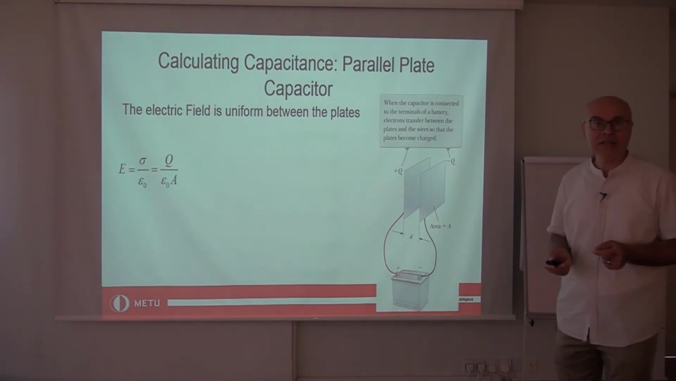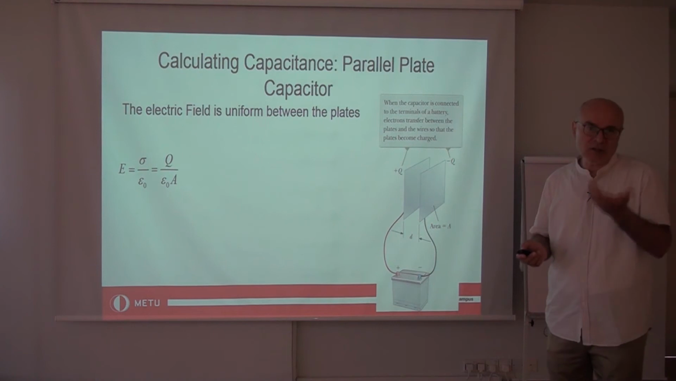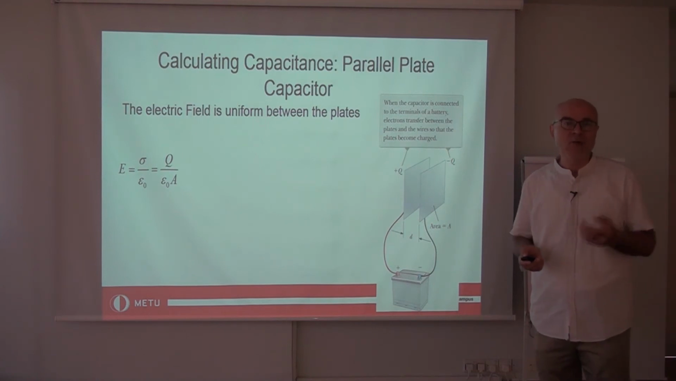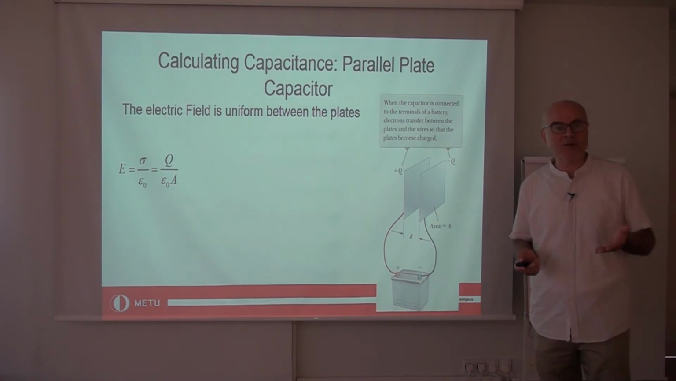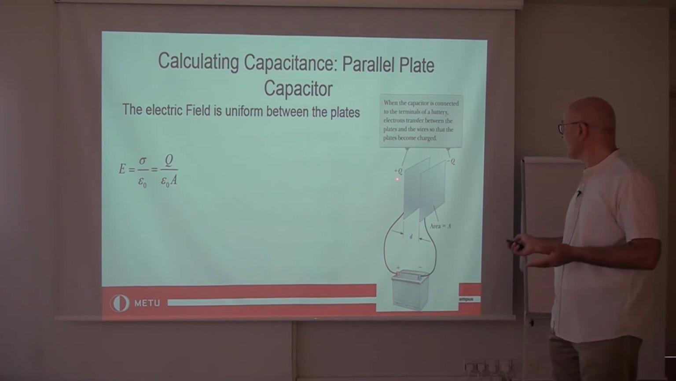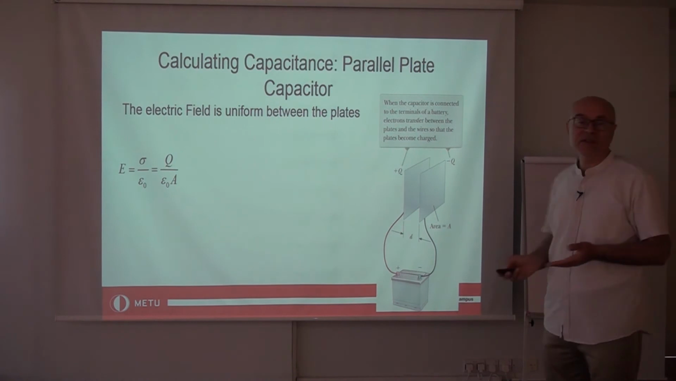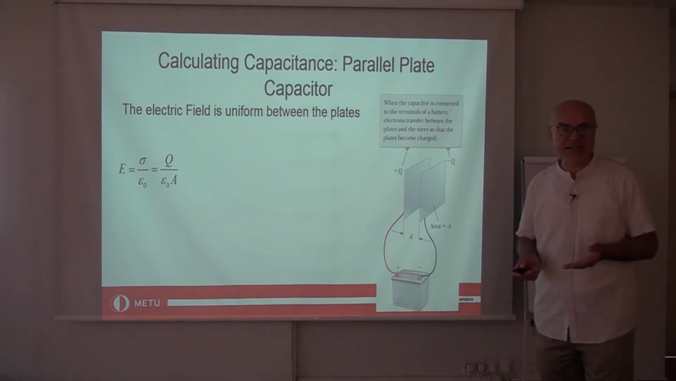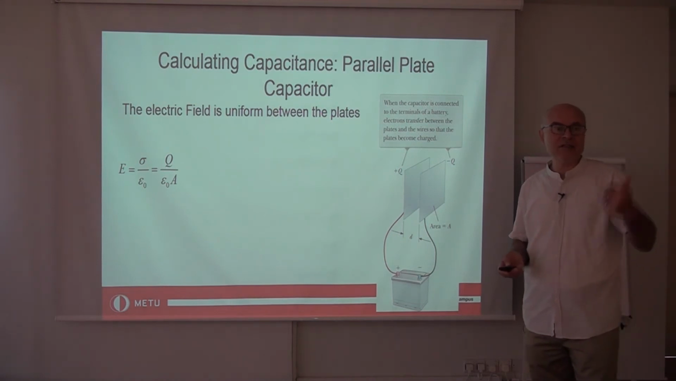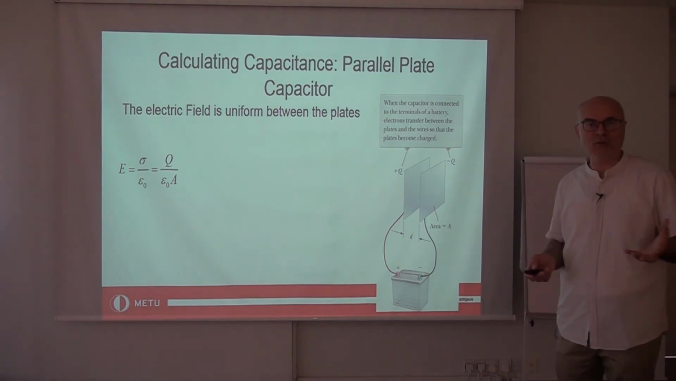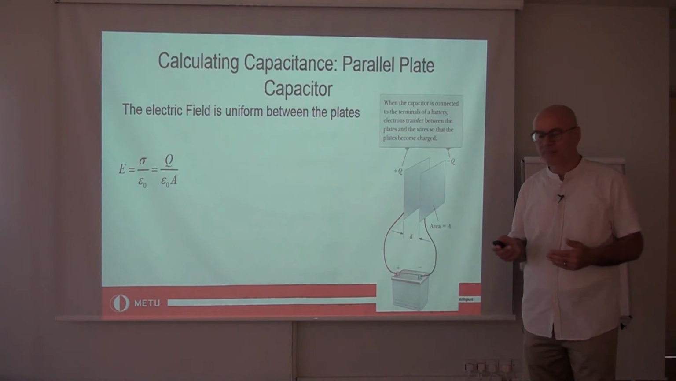Now, what is the electric field? We want to find the potential, although we know it, but let's review it quickly. The electric field is the charge density on one of these plates divided by epsilon naught, and it's directed from the positive to the negative plate. This is what we know. Now, sigma is just Q over A, the total charge on one of the plates divided by the area.